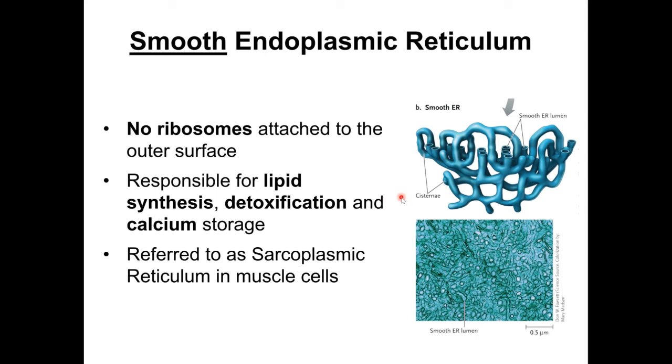The smooth endoplasmic reticulum is usually referred to as sarcoplasmic reticulum when we talk about muscle cells. You'll see in BIO359, when we talk about those cells, we'll talk about sarcoplasmic reticulum. That's basically endoplasmic reticulum with a very specific function.